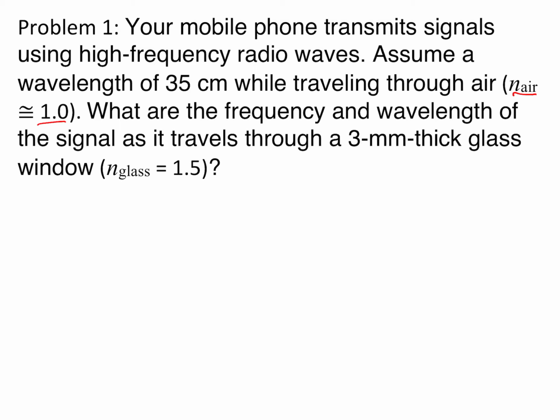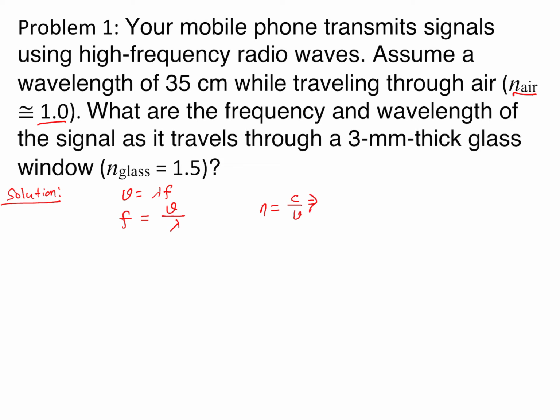How can we deal with this? Let me solve this problem. First, you know the velocity is equal to lambda f, right? So v is equal to lambda f, and f is simply v over lambda. We need to find out the v. So, we know the refractive index n is equal to c over v.